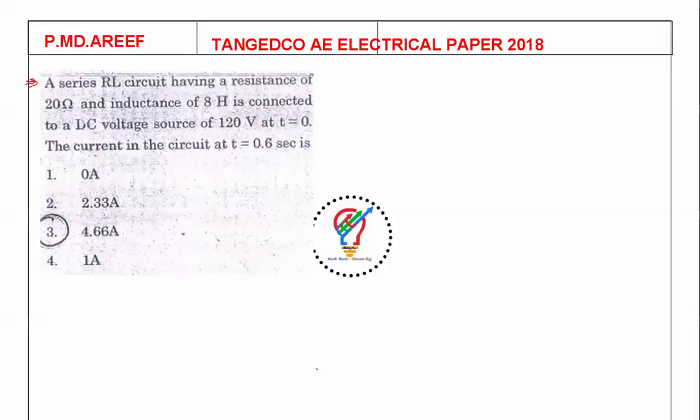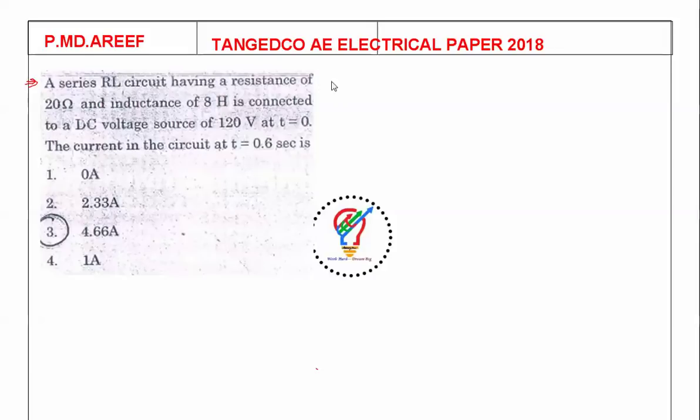That's the question. It is a series RL circuit having resistance of 20 ohm and inductance of 8 Henry connected to a DC voltage source of 120 at t is equal to 0. The current in the circuit at t is equal to 0.6 seconds is.